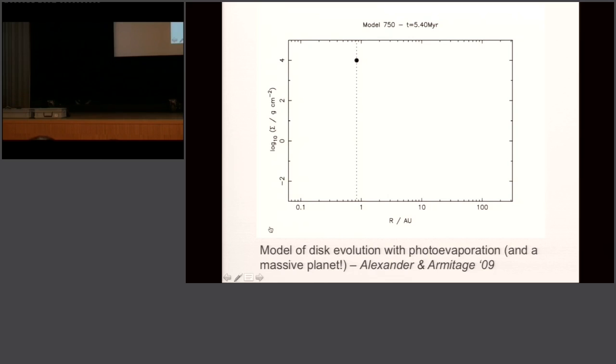So I think let's take our 5-minute pause now, and then we'll talk about some MHD disk winds and wrap up with a few discussions of observations.